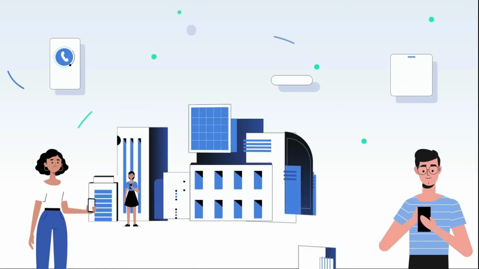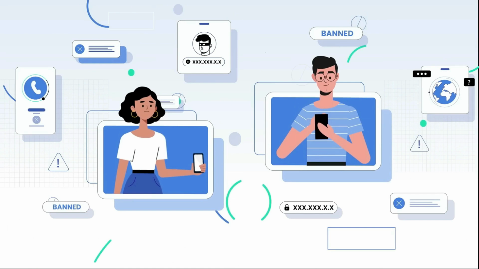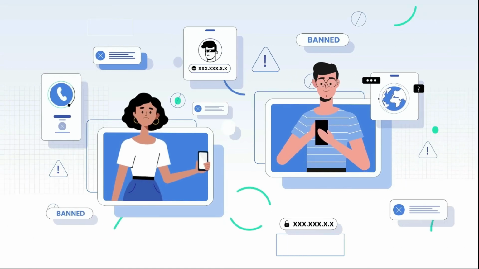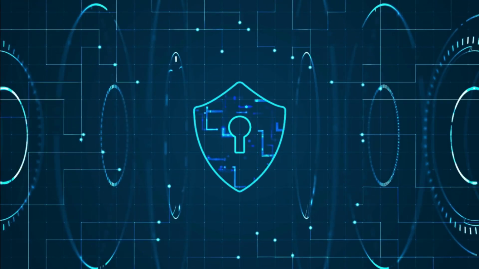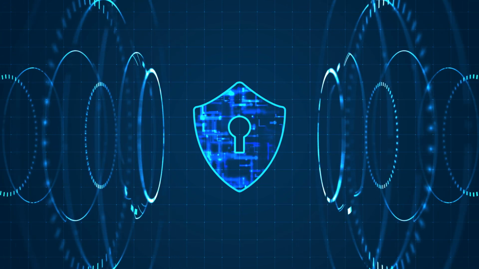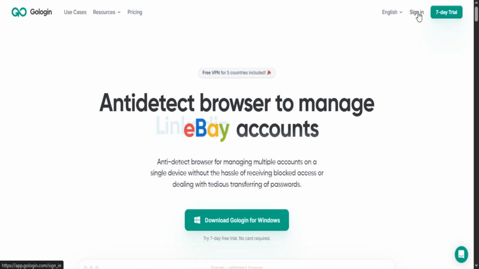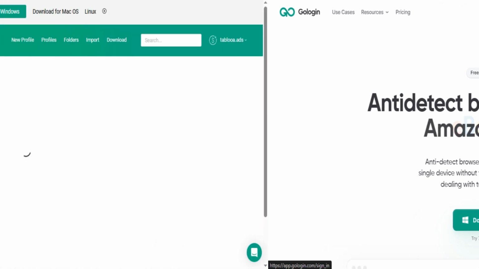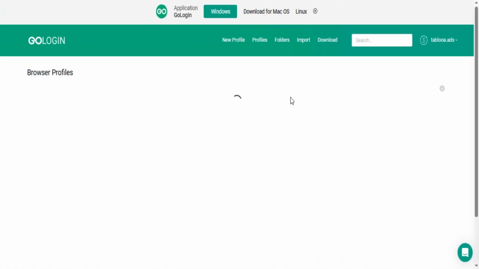Sounds good, right? Let me introduce you to Antidetect browsers. These are super handy tools that mask your online fingerprint, so no one can track you. In this video, we're going to compare two popular Antidetect browser services, Multilogin and Gologin. Let's start by exploring Gologin and the features it offers to help hide your main local system.